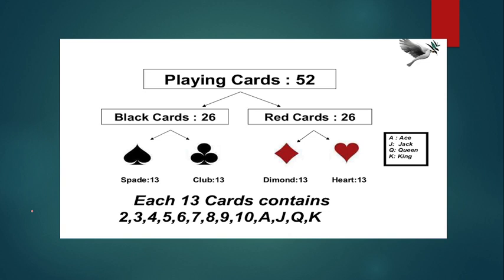So, another example. What is the probability of getting even numbers in a deck? Again, what is the probability of getting even numbers in a deck? How many even numbers do we have in all, over 52? Again, what do we have in one suit? We have the number cards and the face cards, correct?